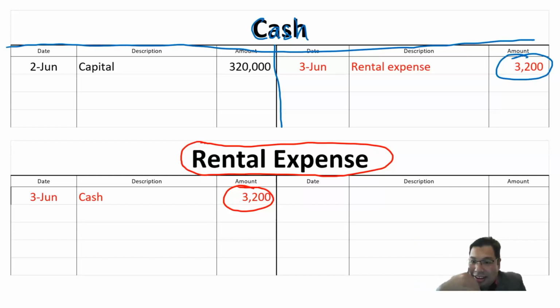So I'm crediting my cash account. I'm debiting my rental expense account. Don't worry so much about the description. It's just the opposite one. It's explaining what this transaction is all about. And the date. Are you okay, Tina?